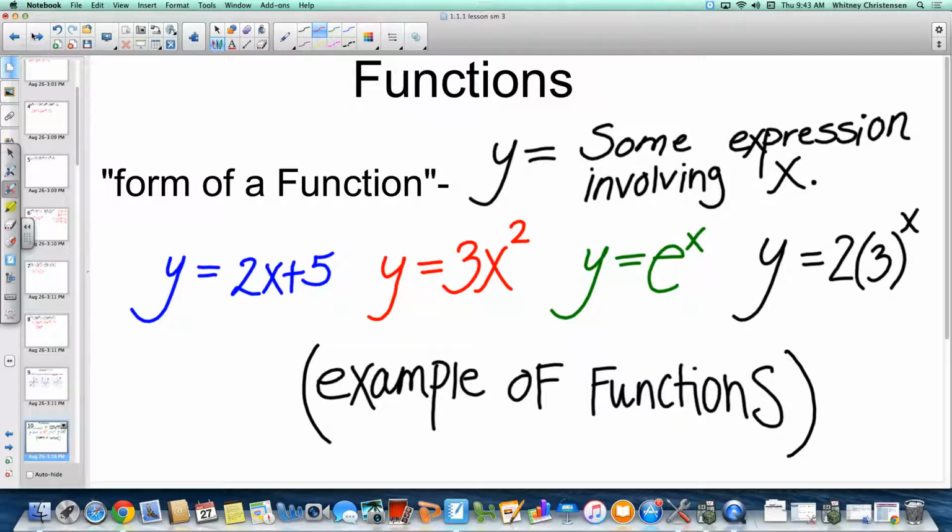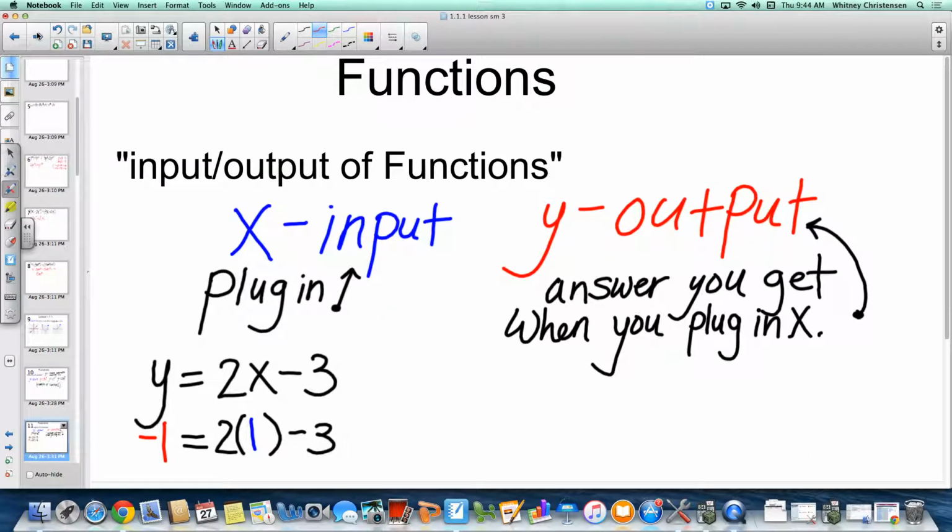So we have, for example, this would be a function, y is equal to 2x plus 5. That's y is equal to some expression involving x. This is another example of a function, y is equal to 3x squared. This is just y is equal to an expression involving x. Y is equal to e to the x. Also a function. It's just some expression involving x. Y is equal to 2 times 3 to the x. These are all forms of a function. So you guys all know what a function looks like. You've been seeing them for a while, but I just wanted to talk about that really quick.